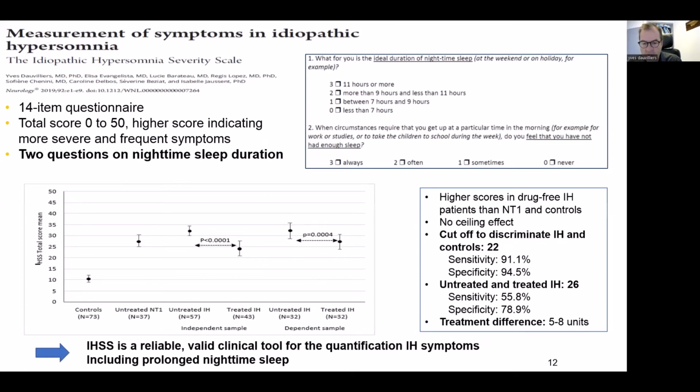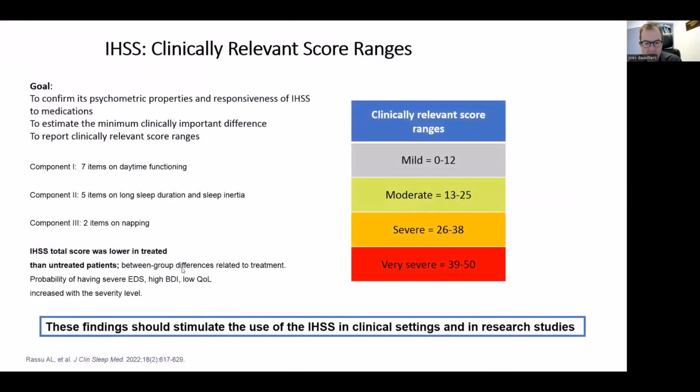So it's reliable, valid, and allows us to quantify these symptoms in daily life. And we did a second study using this scale, just published a few weeks ago, to confirm, in IH, narcoleptic patients, and controls, the psychometric properties and the responsiveness of IH to medication.